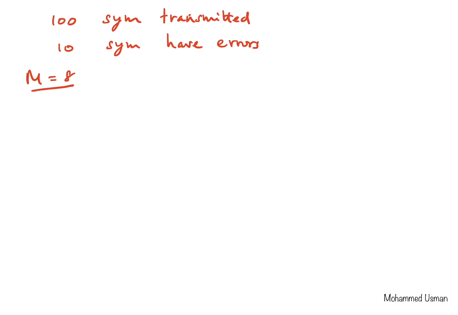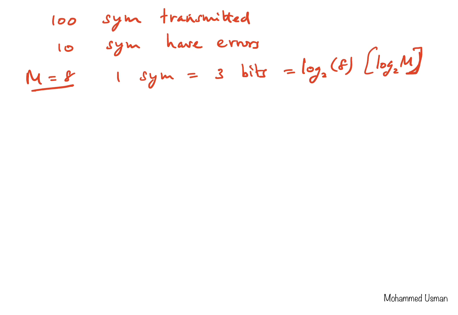So if 100 symbols are transmitted with m equal to 8, one symbol is equal to 3 bits, which is logarithm to the base 2 of 8, right? That is 3, which is nothing but logarithm to the base 2 of m. That's the general expression for the number of bits per symbol. So the number of bits transmitted is going to be 100 symbols times each symbol is 3 bits, so we have transmitted 300 bits.